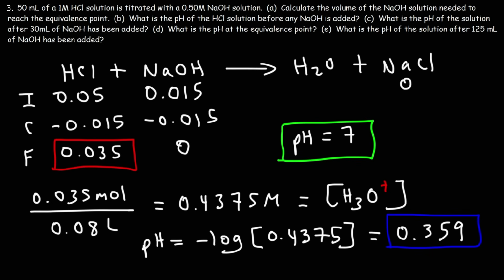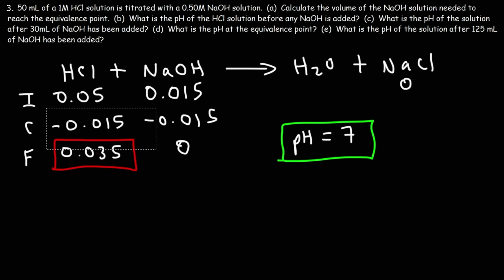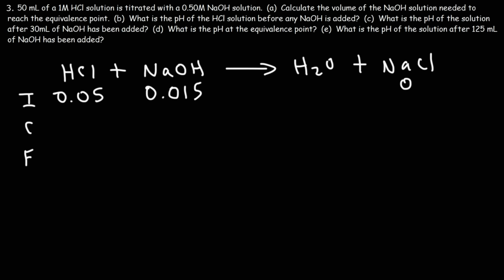Now what about part E? What is the pH of the solution after 125 milliliters of sodium hydroxide has been added? Feel free to pause the video if you want to try that. So the initial number of moles of HCl will be the same. It's going to be 0.05. That's not going to change. What's changing is the moles of sodium hydroxide that were introduced into the solution. So we have to recalculate that.